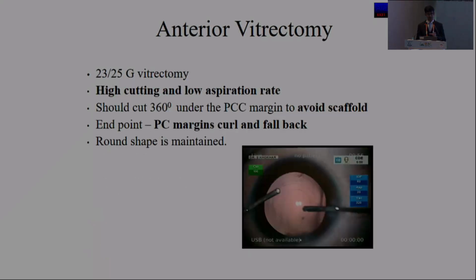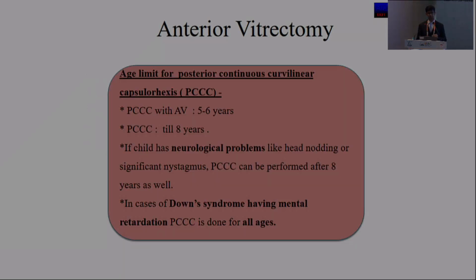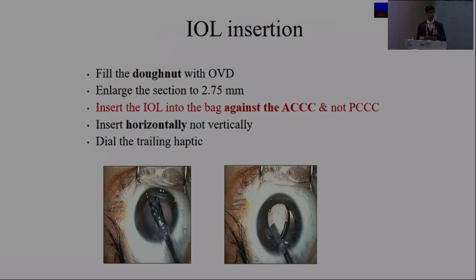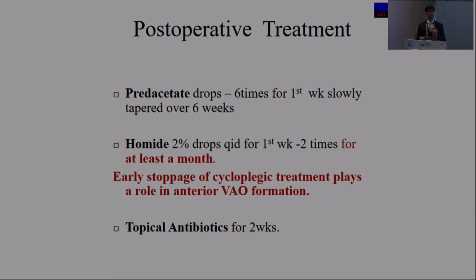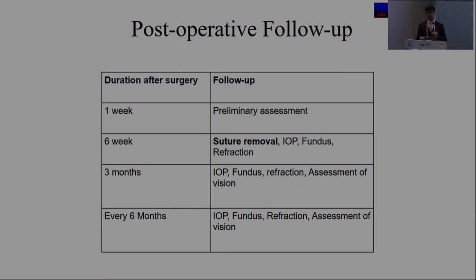It should be smaller than the anterior capsular opening, and an anterior vitrectomy is a must, because if we do not cut this anterior vitreous, it can act as a scaffold for PCO formation. Our cutoff for doing a PCCC is 7 years of age, but if a kid with Down syndrome or a GDD patient is there who cannot sit for YAG later, you can do a PCCC even after 7 years of age. IOL implantation should be in the bag, against the anterior capsule, and incision closure with 10-0 is very important, as it is a low scleral rigidity tissue.